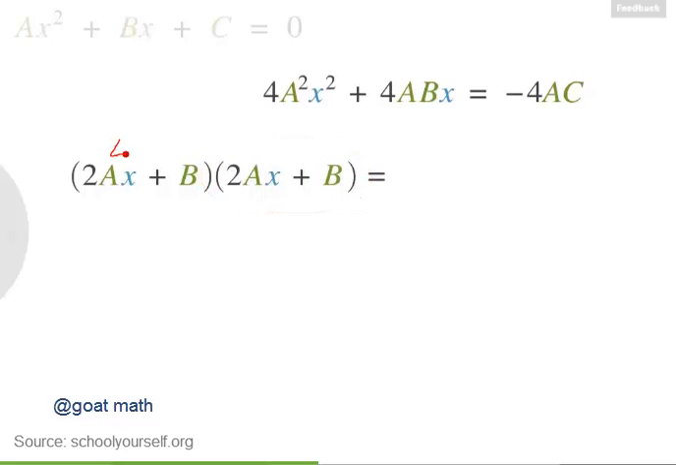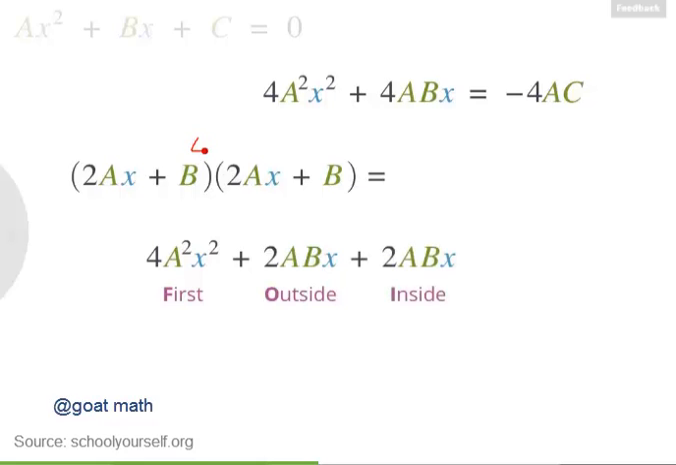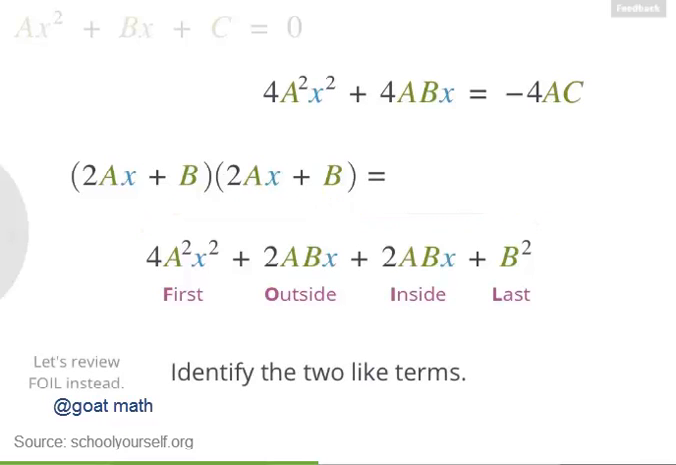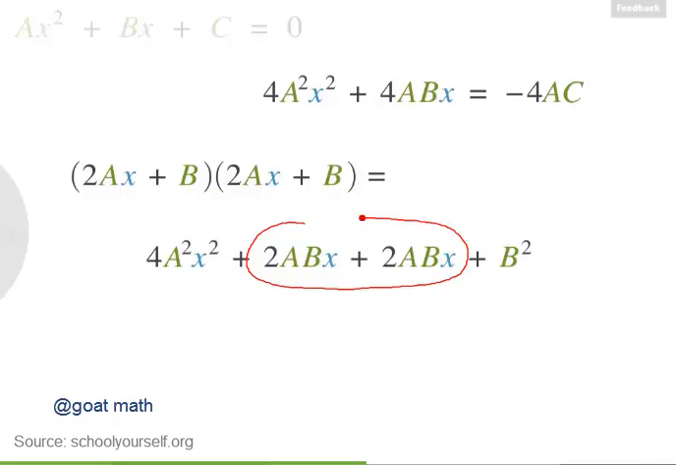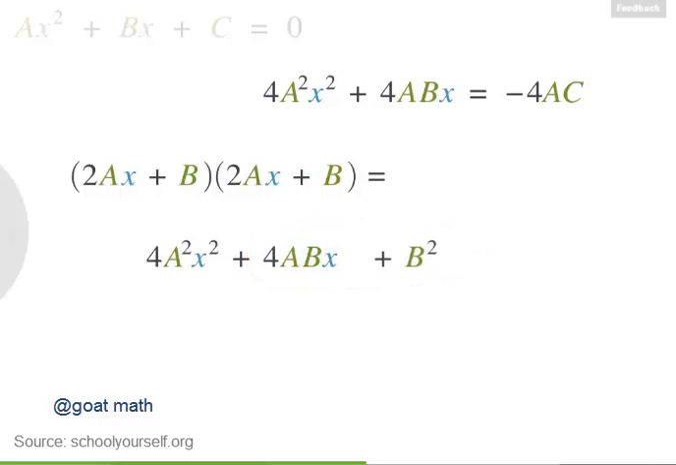Let's use FOIL. The first terms are 2ax times 2ax, or 4a^2x^2. The outside terms are 2ax times b, or 2abx. The inside terms are b times 2ax, or 2abx. And the last terms are b times b, or b^2. Ooh, that's a lot of variables. Now, if you look closely at these four terms here, which two of them are like terms that we can combine? Exactly. 2abx plus another 2abx is 4abx.